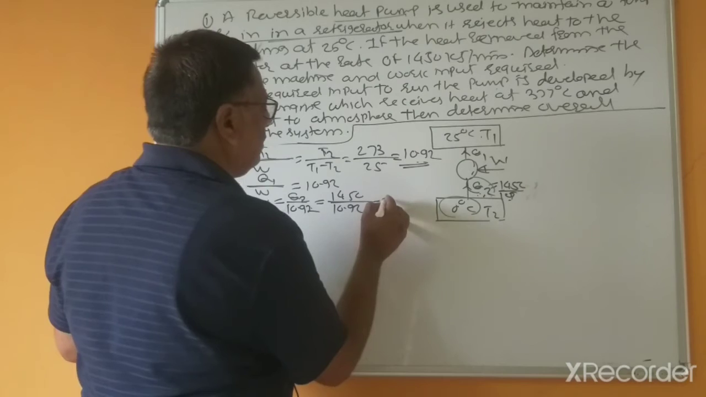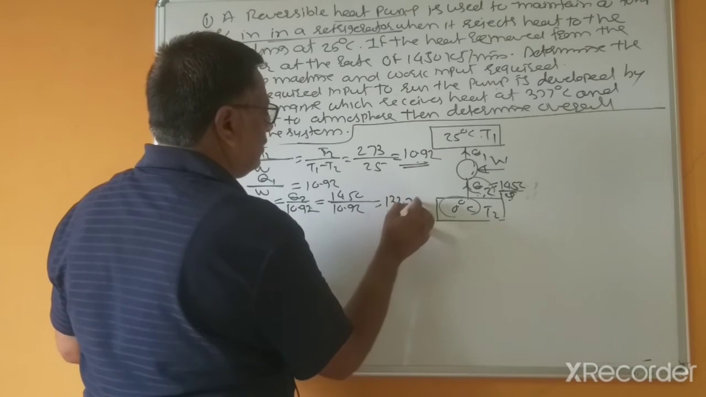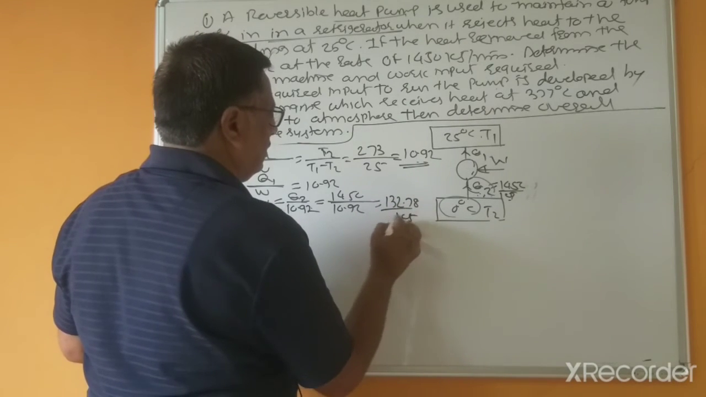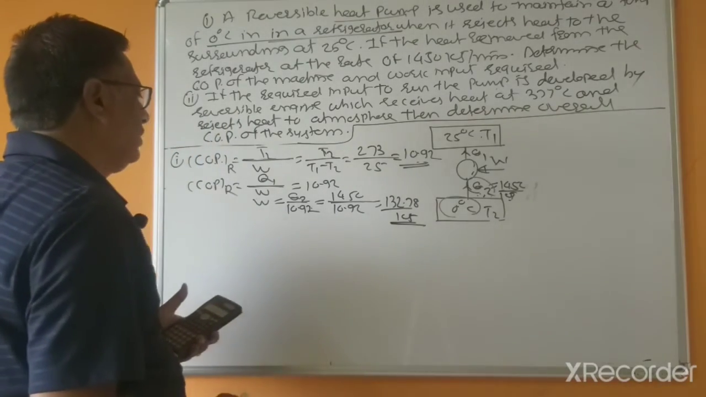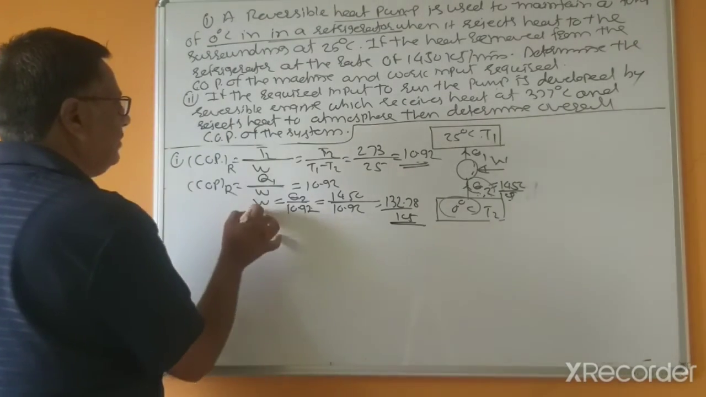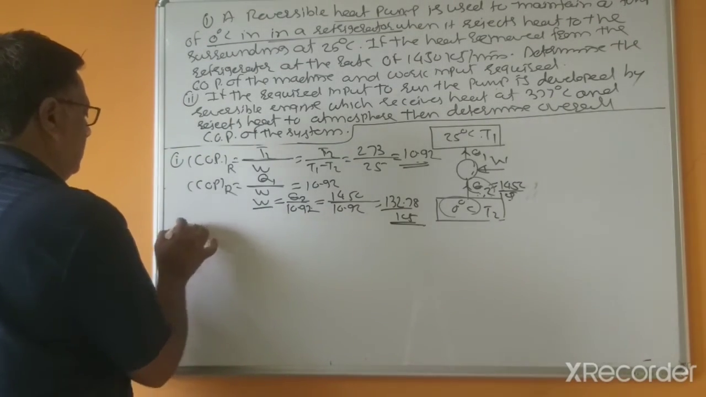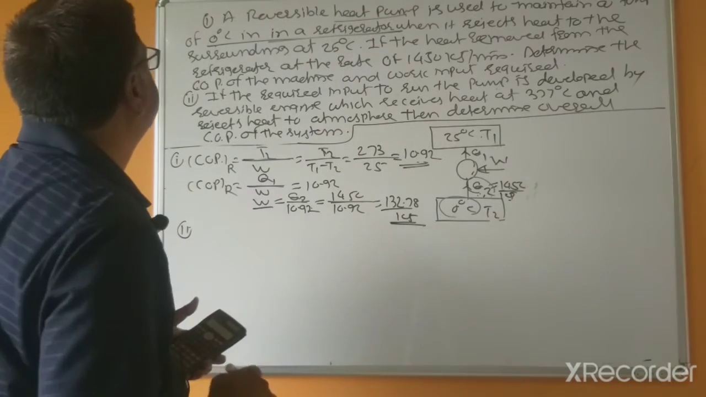And W equal to 132.78 kilojoule. Now we focus on the second bit.